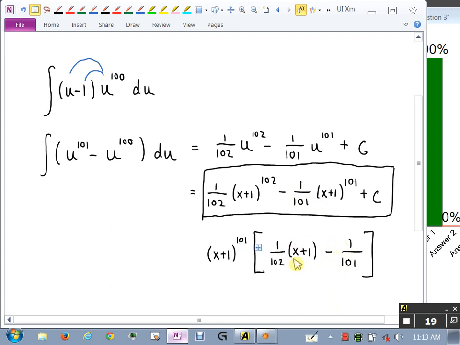And then you could actually clean this up, couldn't you? Like you could distribute 1 over 102 here and here, and then combine your fractions together. And the book may have that in the back as an answer, so just be aware of the algebra that may be required. I'd be happy with this. Okay, let's do something else.